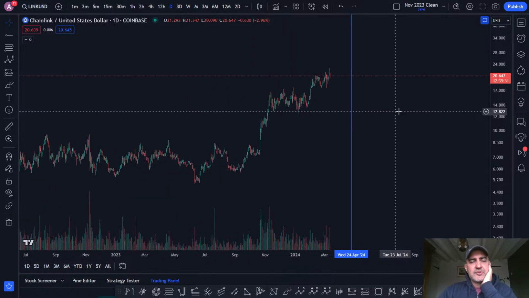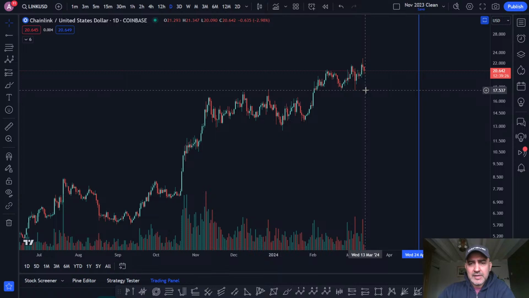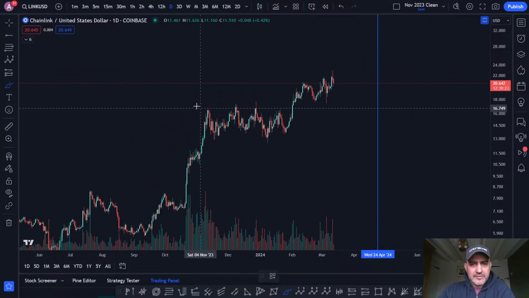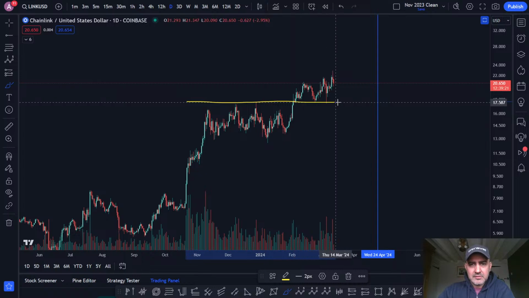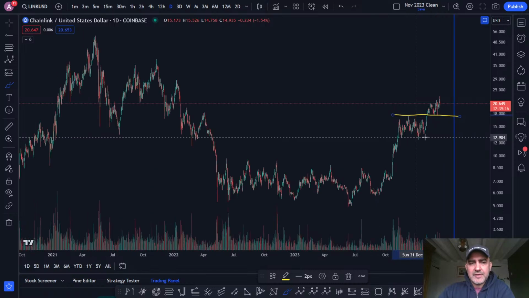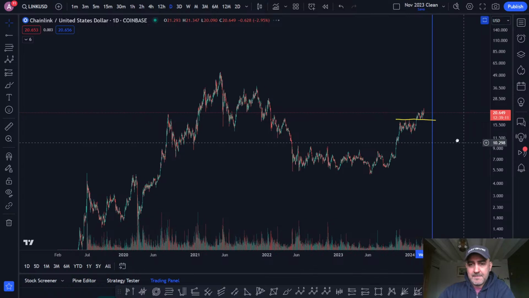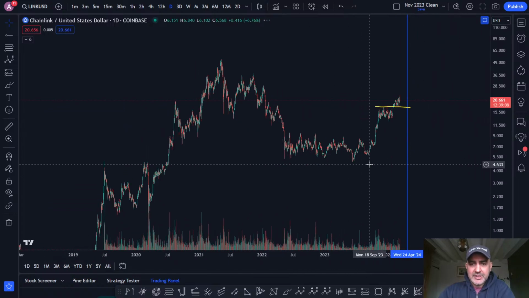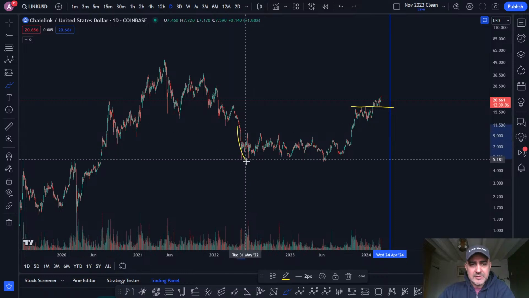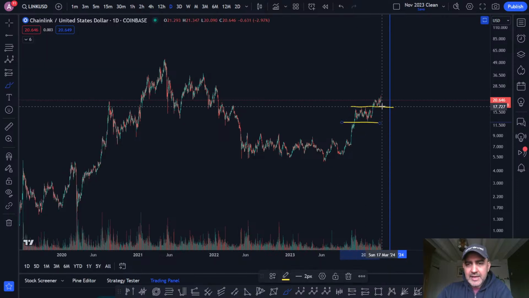Link is an interesting one because it normally leads Bitcoin, and on Link there is an SR flip in play. As long as we don't lose that SR flip on Link, it still looks bullish. And on Link you have this Wyckoff accumulation pattern. This whole thing is a Wyckoff accumulation. That's probably the LPS, the last point of support, there.